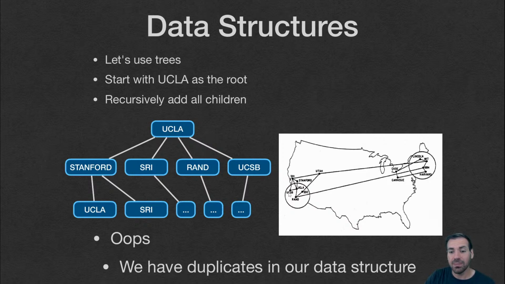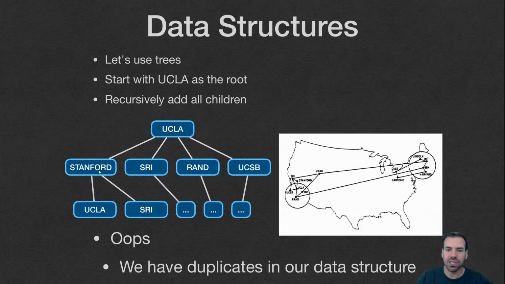And let's pick some node arbitrarily for our root. I picked UCLA. And then each node that's connected to UCLA, we're going to have that as a child node of UCLA. And this isn't a binary tree because we can have more than two child nodes. We don't just have left and right. We would have an array list of node references, so an array list of child nodes. So UCLA is connected to all four of these: Stanford, SRI, RAND, UCSB. So those would be the child nodes of UCLA.